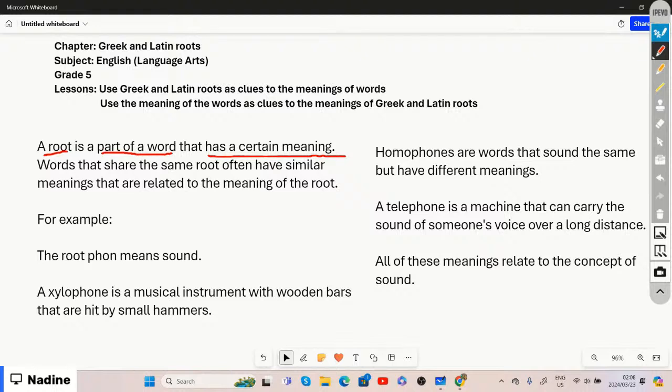So the same with Greek and Latin roots, right? We say that the root is a part of a word that has a certain meaning, and words that share the same root, it's like one root, and the other words that share that same root, they often have similar meanings that are related to the meanings of the root.